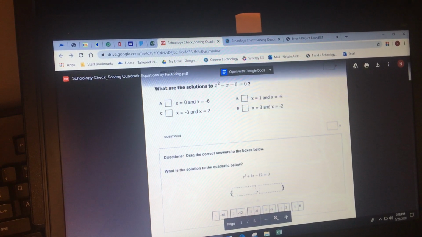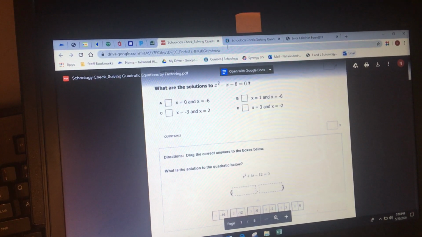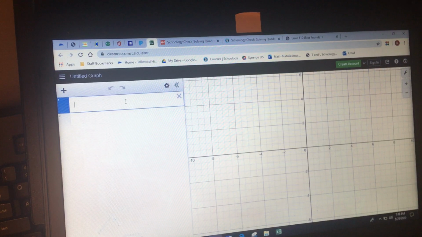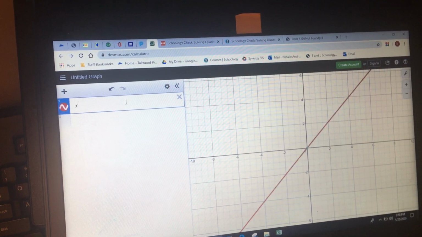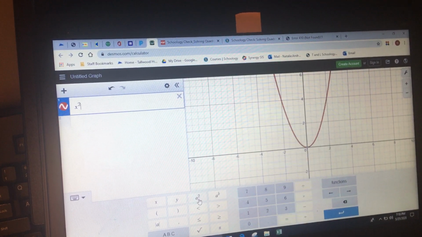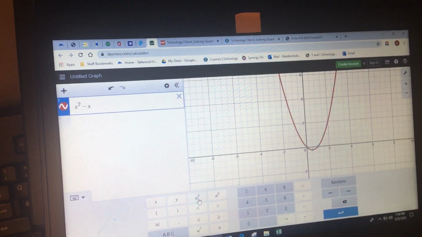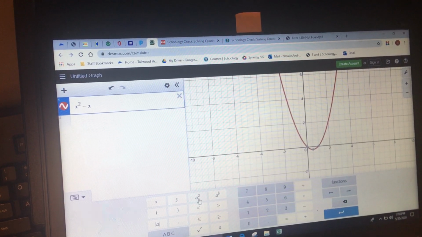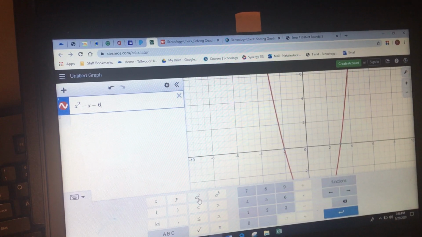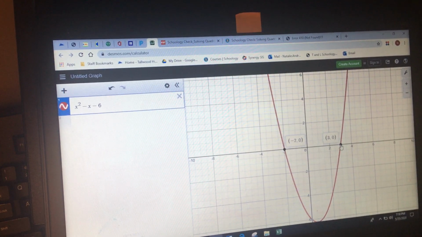All right. Our first question is x squared minus x minus 6. We're going to go to Desmos and type it in. Minus x minus 6. Now do not put equals 0 because then the graph will disappear in Desmos. Now click on this point and that point, so anything which is touching our x-axis.